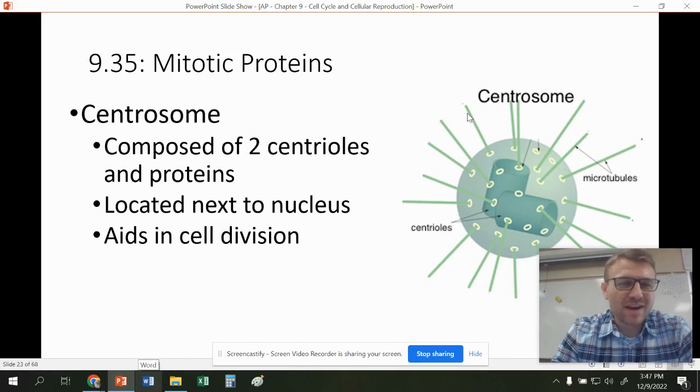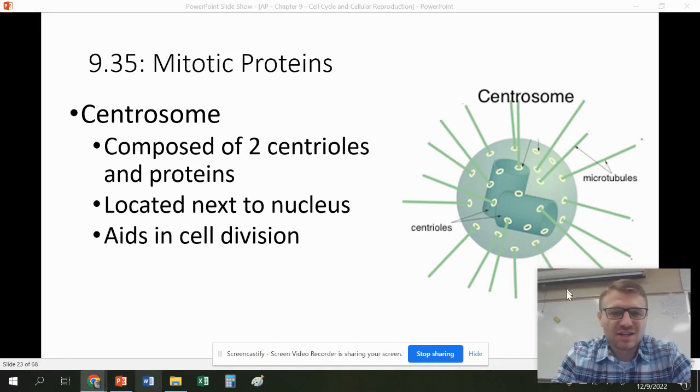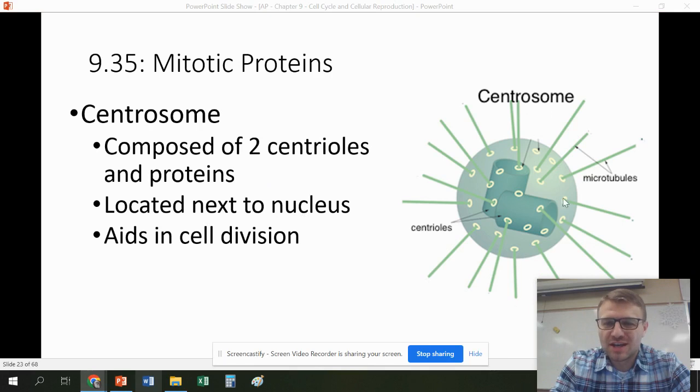All right, you're going to hate me, but I just added a different section. We're going to talk about mitotic proteins in this kind of in-between section, so it's 9.35. This is called the centrosome. The centrosome is composed of 2 centrioles and other proteins. This is going to be an organelle that's going to aid in cell division, and we're going to see these right next to the nucleus. This whole structure is known as the centrosome.